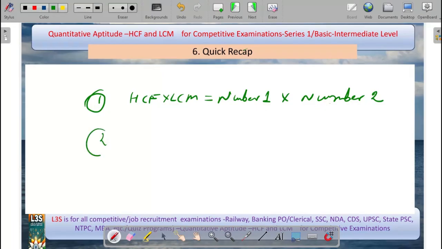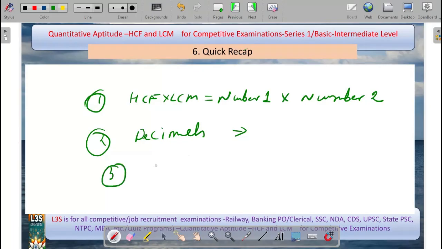Another important formula is HCF and LCM of decimals. In decimals, first we have to convert the decimals into whole numbers by removing decimal places. We have to convert them to like decimals, and then find out the HCF and LCM of the whole numbers, and later convert the result back into decimals.